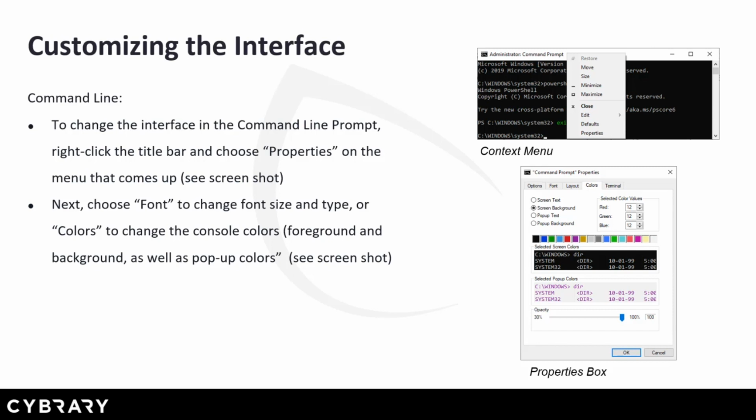So you'll want to change that in some cases so it's easier for you to read or look at. To change it in the command line prompt, it's simple. Just right-click the title bar, choose Properties. You'll see a little menu comes up, and then it pops up to this nice little box where you can go and change a couple different things. If you go to the font section right here, you'll see that you can change font size, type, all that good stuff. If you want to change the colors so it's a little bit easier to read, you can go to the Colors tab and change those items.